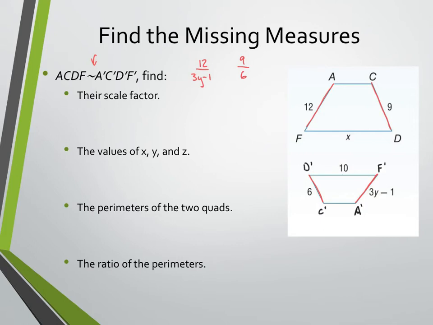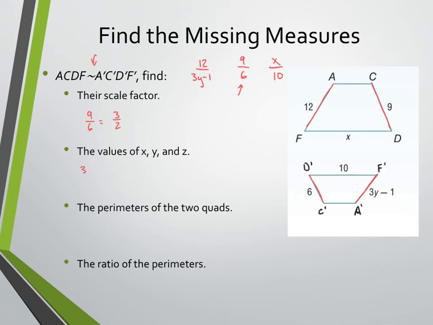And then my third one, I have x over 10. Okay, so these are my three ratios. This one is clearly going to be my nice, easy to simplify scale factor. So 9 over 6 simplifies nicely to 3 over 2. Now, when I need to find x, y, and z, I'm going to use my other two ratios and compare them to my scale factor.